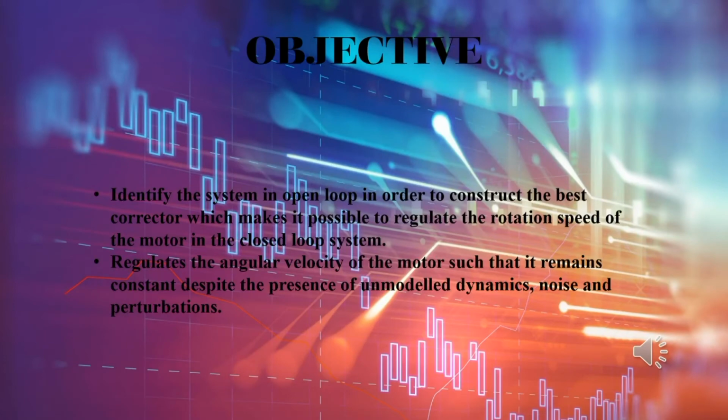Next, we go to the objective of our project. First, to identify the system in open loop in order to construct the best corrector, which makes it possible to regulate the rotation speed of the motor in the closed loop system. Second, to regulate the angular velocity of the motor such that it remains constant despite the presence of unmodeled dynamics such as noise and perturbation.